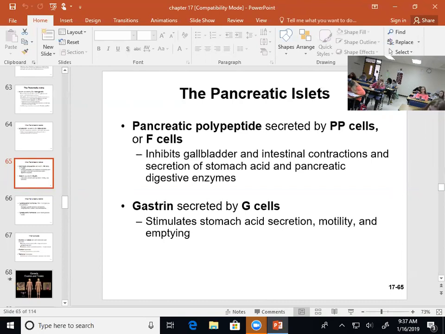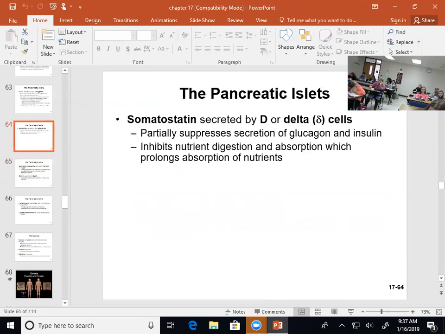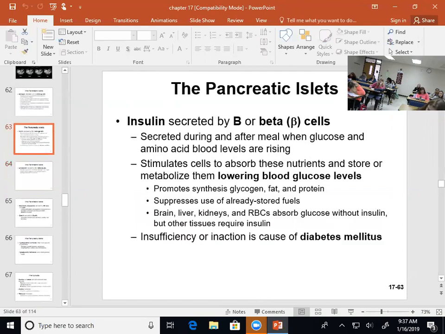And let me tell you about these pancreatic cells. Let me talk about these cells. These are called the beta islet cells of the pancreas.